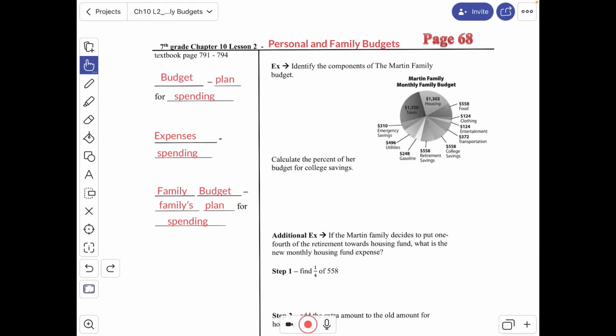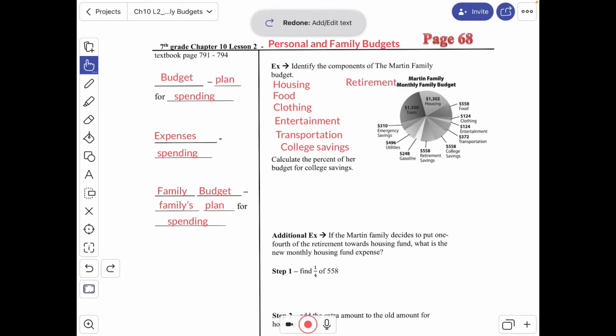In this example, we're to identify the components of the Martin family budget. The components are the different sections of the circle, like there's housing, and there's food, clothing, and entertainment, transportation, that would be like their car note, college savings, retirement, gasoline, utilities, which is electric bill or the water bill or the gas bill, emergency savings, and last but certainly not least, taxes.